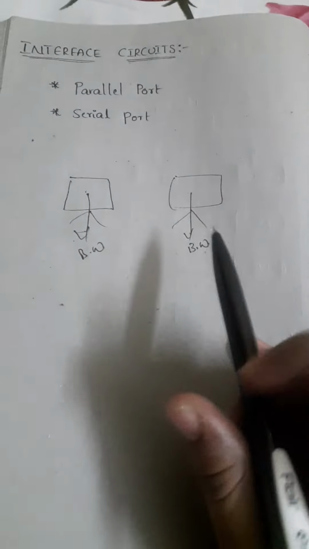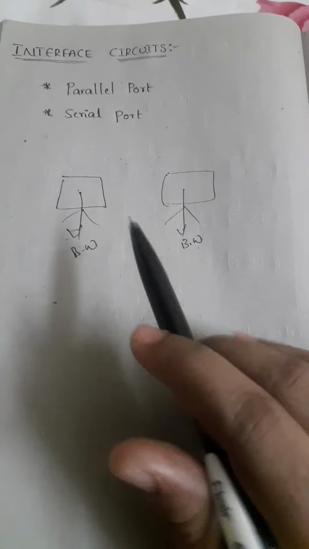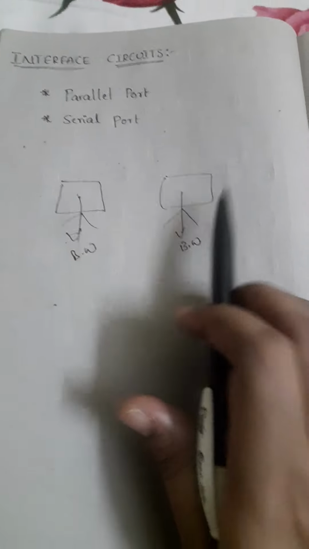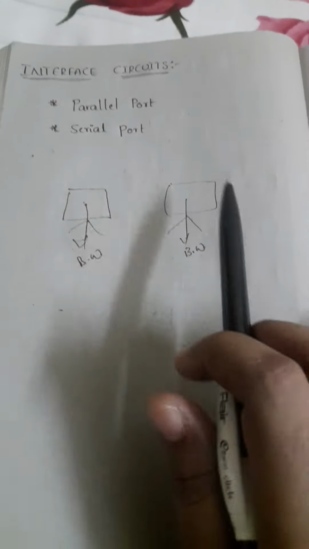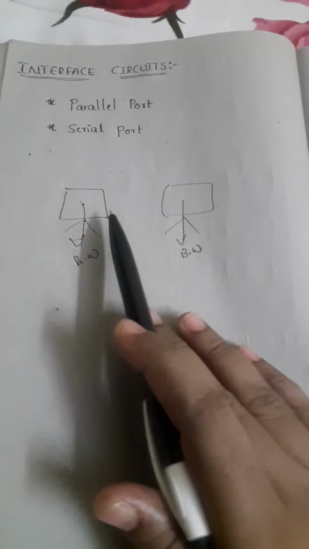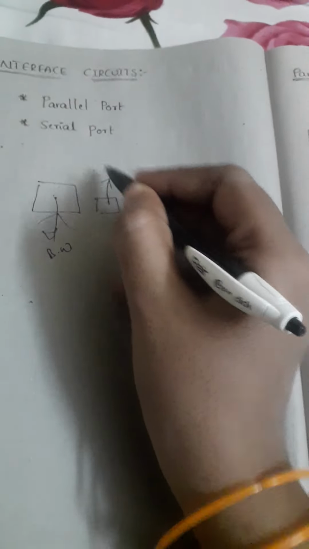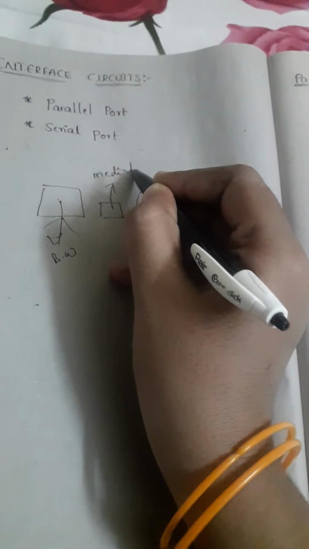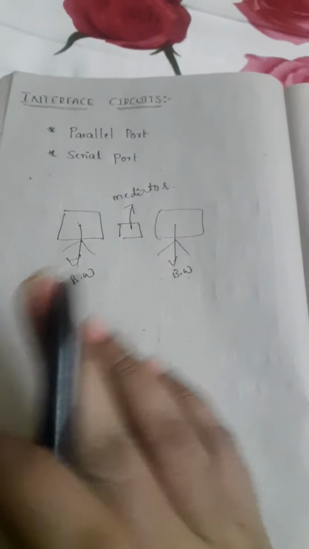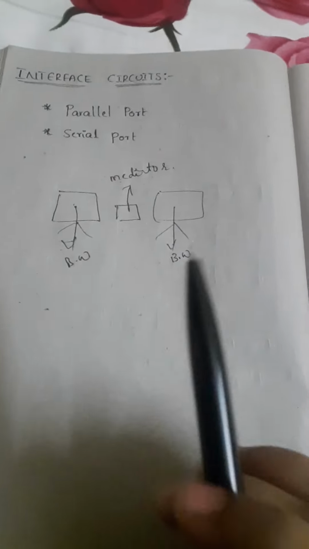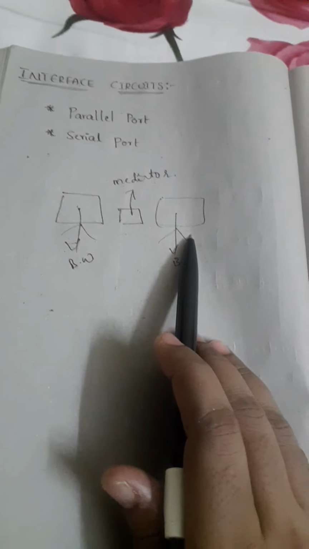Generally we know that if one computer is communicating with another computer, compulsorily one mediator will be there in between these two computers. If one computer communicates with another computer, we need one mediator for communicating between the two. Just imagine this is one computer and this is another computer here.